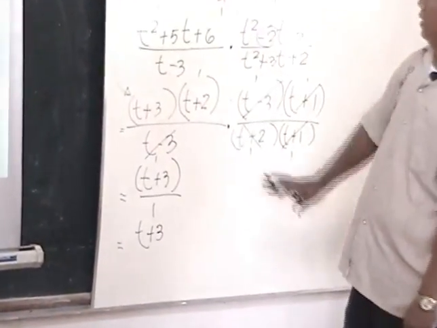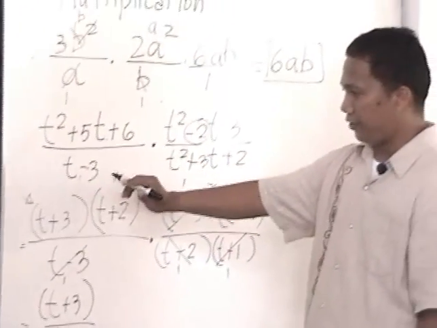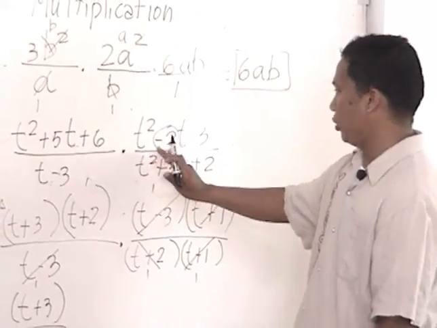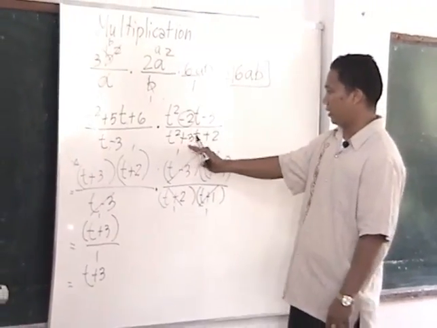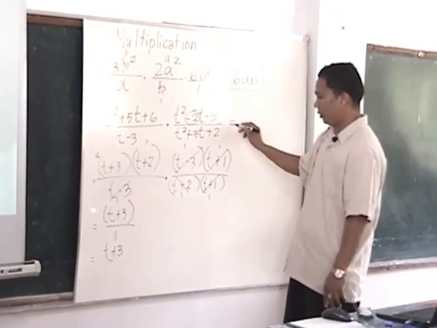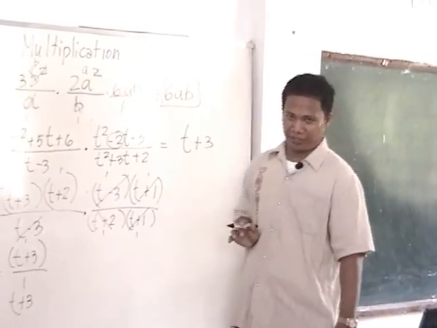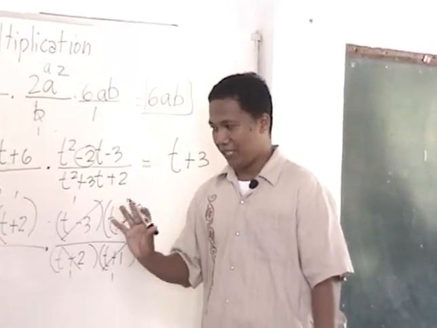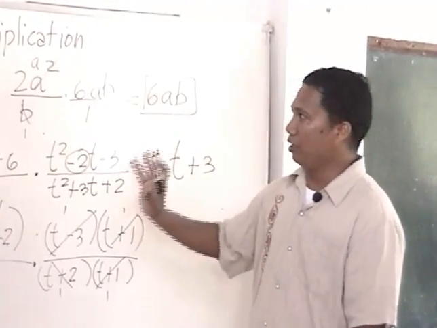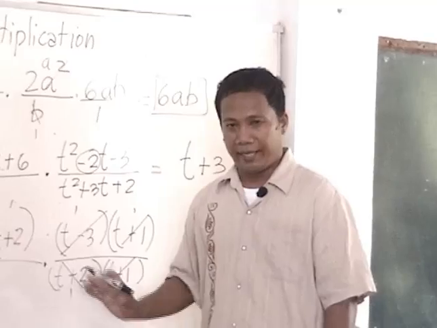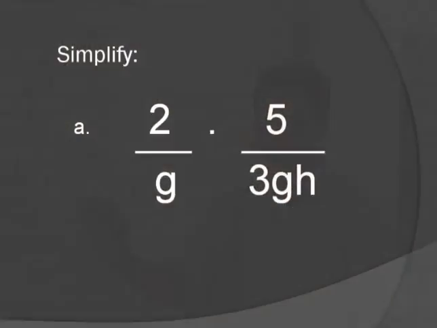So we say that t squared plus 5t plus 6 over t minus 3 multiplied by t squared minus 2t minus 3 over t squared plus 3t plus 2 is equal to t plus 3. Is there any question? So based from this, you can readily get some knowledge in multiplication of rational expressions. So let us have some examples.